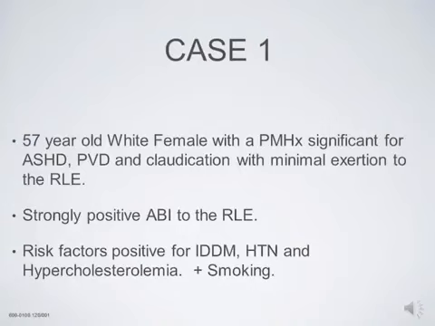So now for a few case studies. First is case 1, a 57-year-old white female with a medical history of coronary disease, peripheral disease with claudication on minimal exertion to the right lower extremity, a Rutherford class 3, significantly positive ABI, and risk factors of diabetes, hypertension, hyperlipidemia, and smoking.